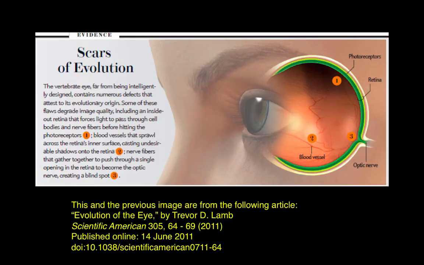The vertebrate eye, far from being intelligently designed, contains numerous defects that attest to its evolutionary origin. Some of these flaws degrade image quality, including an inside-out retina that forces light to pass through cell bodies and nerve fibers before hitting the photoreceptors, blood vessels that sprawl across the retina's inner surface, casting undesirable shadows onto the retina, nerve fibers that gather together to push through a single opening in the retina to become the optic nerve, creating a blind spot. This and the previous image are from the following article, Evolution of the Eye, by Trevor Lamb in Scientific American, 14 June 2011.